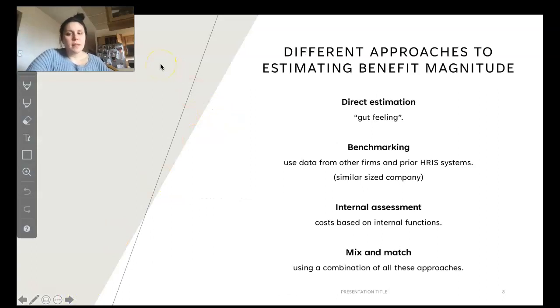Different approaches to estimating benefit magnitude. You could have a direct estimate, which is the gut feeling, what you see, if you think it is known for being a little bit more expensive. Benchmarking: use data from other firms and prior HRIS systems. This could be another company in your industry of similar size, where you could use reviews and see where their failures were and where you need to pay more attention. Internal assessment: cost based on internal functions. And then mix and match, using a combination of all these approaches, could help you find the right fit for your company.